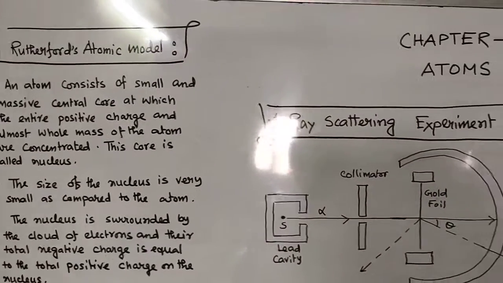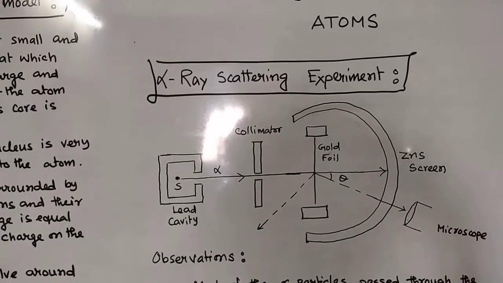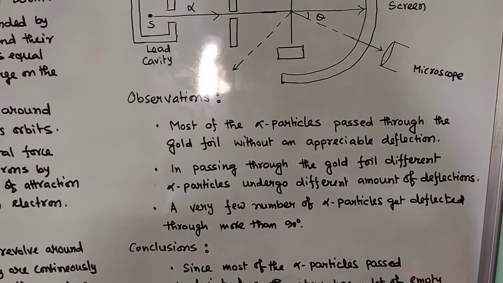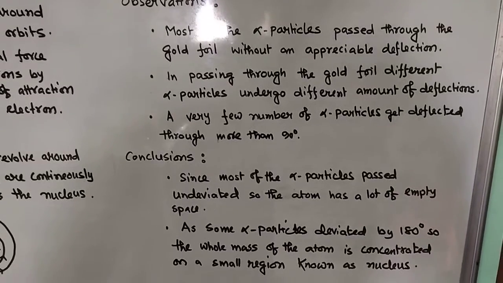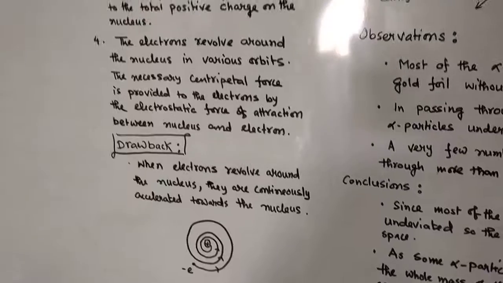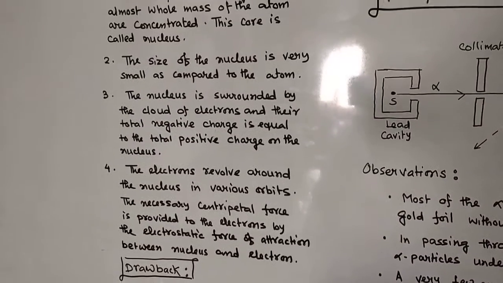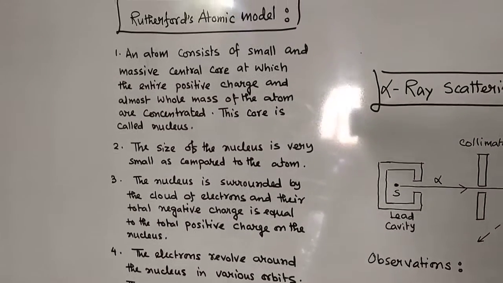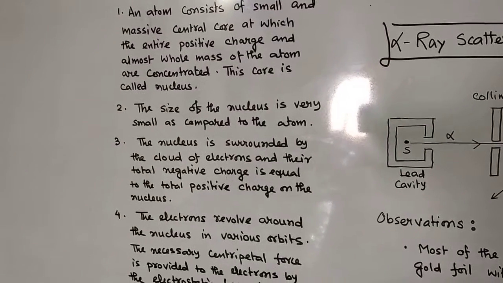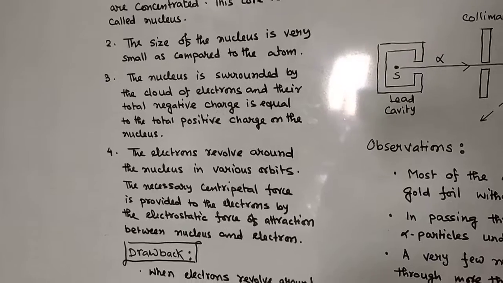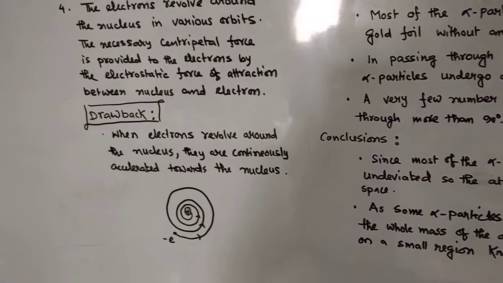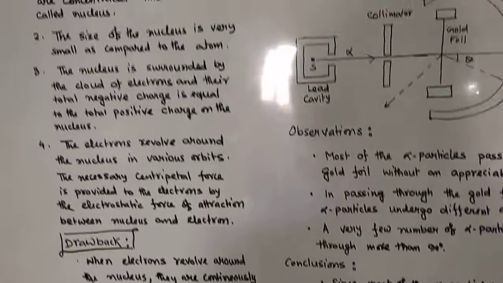Now this is your Rutherford experiment. Please check it out and try to find your doubts. This model was overcome by one more scientist, and that scientist is Bohr. Bohr overcame the drawback of the Rutherford model and put forward his own specific model, which is known as the Bohr atomic model. Please go through this part and try to find your queries.